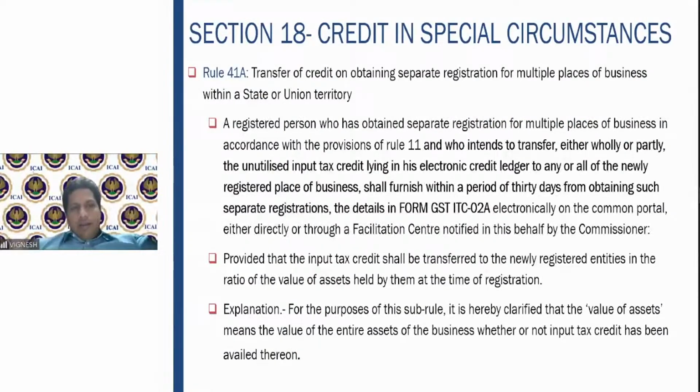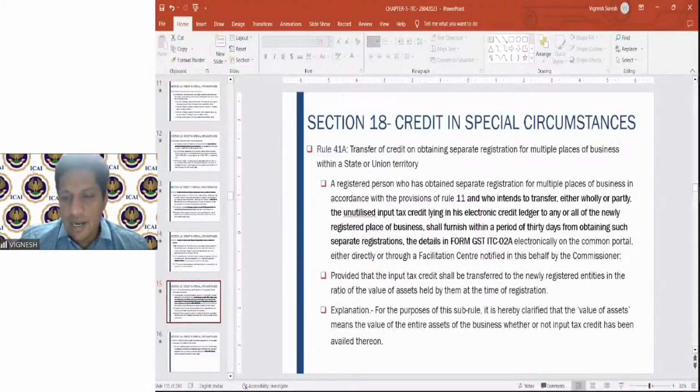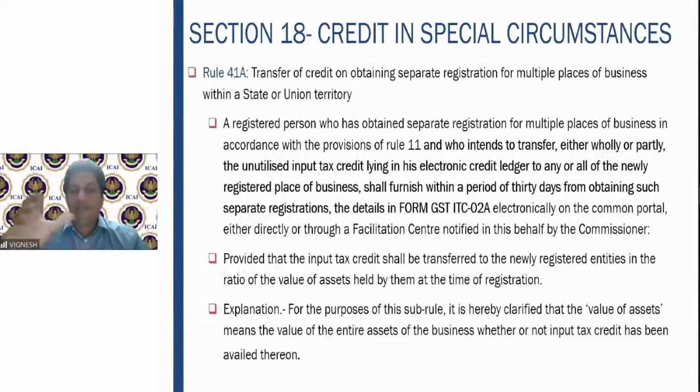Now we come to rule 41A. When you are getting separate registration for multiple places of business, what happens? When you obtain separate registration for multiple places of business in accordance with the provisions of rule 11, and rule 11 says that in case you have businesses in different states, and your PAN level threshold is 20 lakhs, you have to get registration. You will see this more clearly in the registration topic.